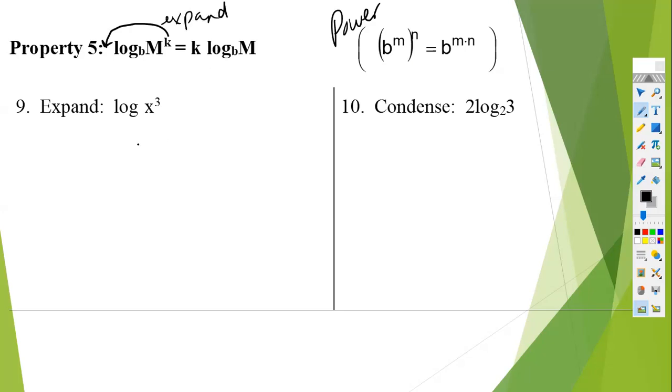So looking here, my power becomes my coefficient, which just makes this 3 log x. Okay, this is going to be important for tomorrow.